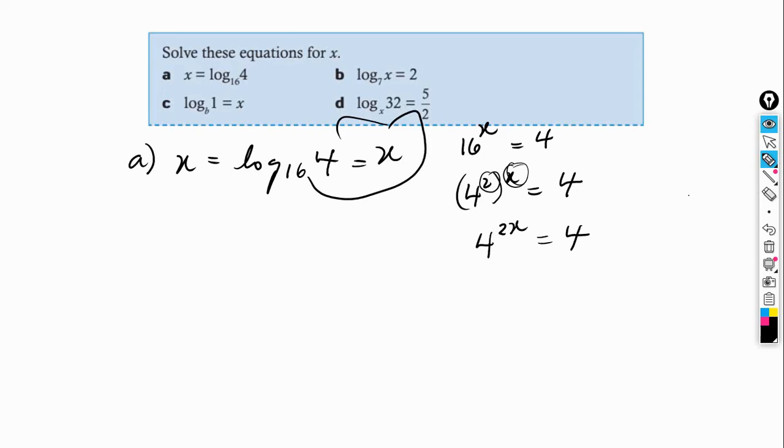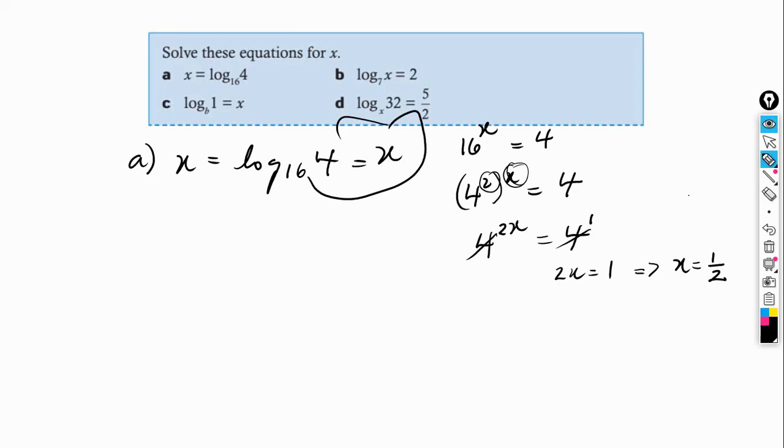So what do we do next? Well, remember that 4 by itself is like saying 4 to the 1. So once you have this situation where you have the same base on both sides of an equality, you can say, well, the base doesn't matter anymore because it's just 4 to the power of something. The solution will be in the exponents. So the solution to this equation will be 2x is equal to 1, and then we simply divide both sides, and we get x is equal to 1/2.